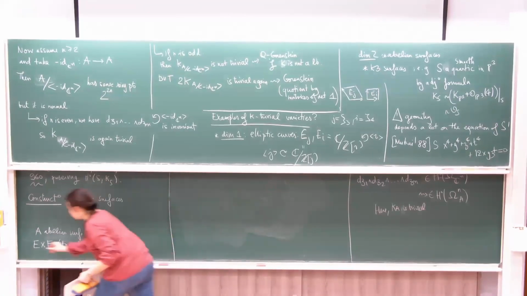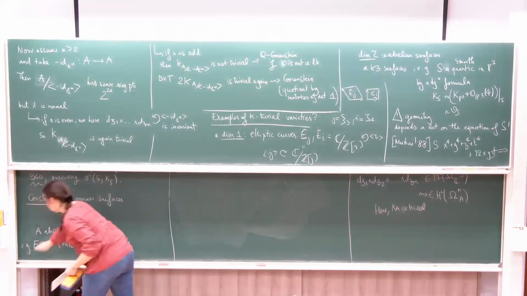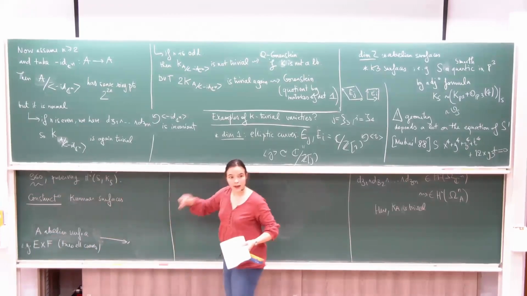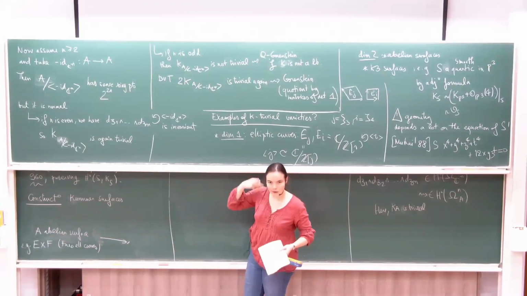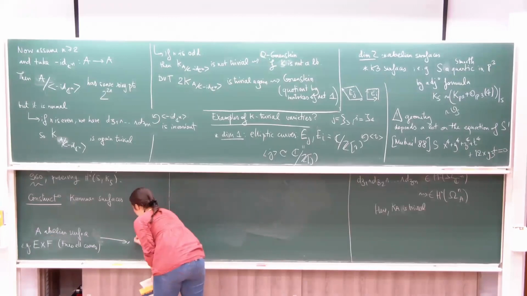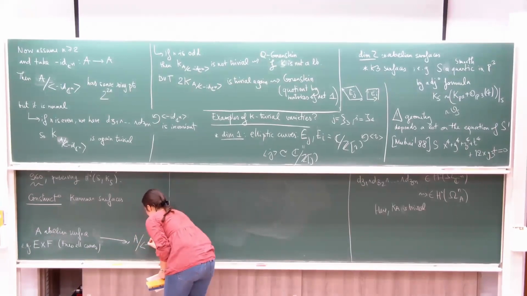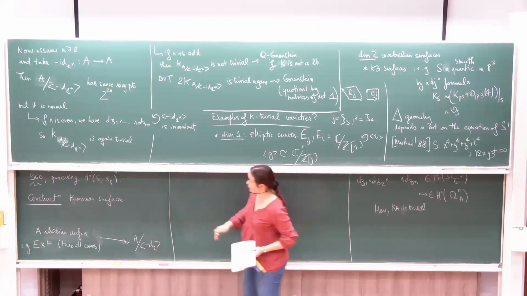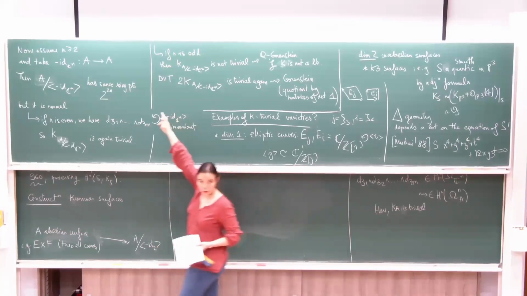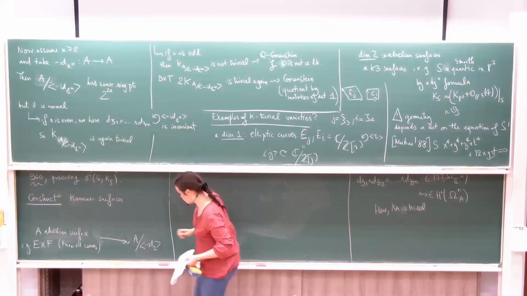So here I'm going to write, for example, E times F. So I'm going to write everything with A, sorry, but in your head, do it with E times F if you prefer. So here we can quotient by minus identity. So it's dimension 2. And now, how many singular points do we get? Well, we use this formula. We get 2 to the 4, so 16 singular points.